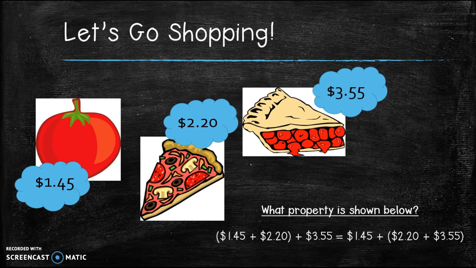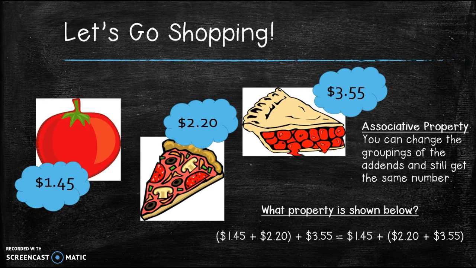So what property is shown below? It's the one with the brackets or the parentheses again, but it has different, what is that? It's the associative property. You can change the groupings of the addends and still get the same number. So as you can see, here the $1.45 is in the parentheses. Here it's not in the parentheses. So our groupings are different, but we still are adding the 3 same numbers. So the associative property tells you it's going to be the same either way you group it.